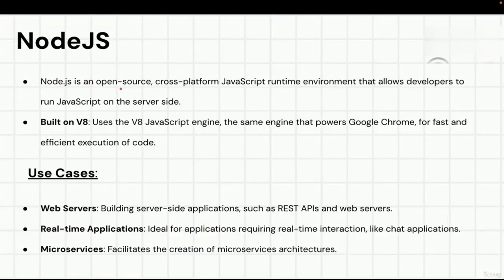Node.js is an open source, cross-platform runtime. It runs on a JavaScript environment that allows developers to run JavaScript on the server side. Basically, Node.js is built on JavaScript. That's why it can be utilized for front end, back end, and every kind of application. As it is based on JavaScript, it utilizes V8 as the script engine, the same engine that powers Google Chrome, for fast and efficient execution of code.